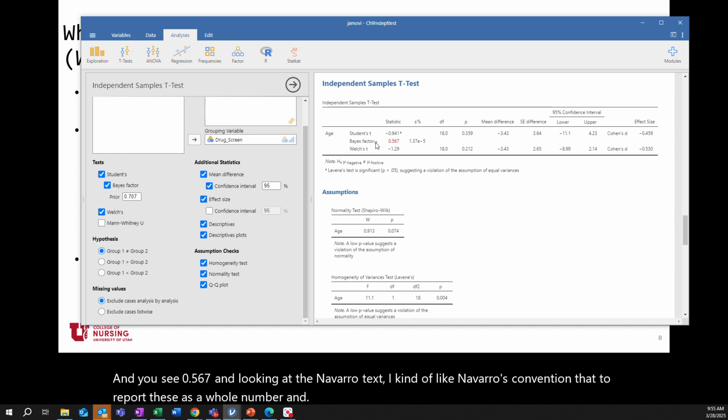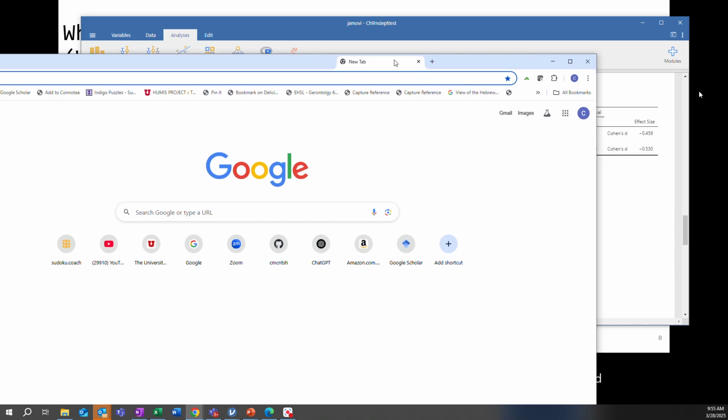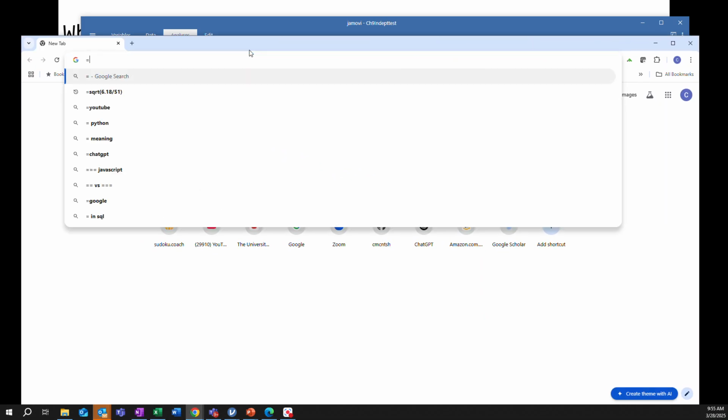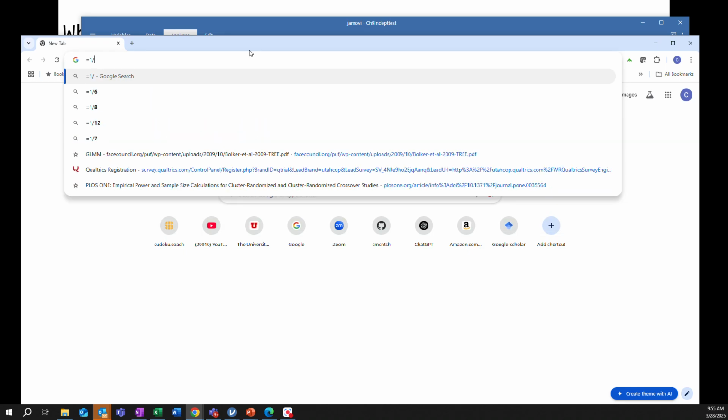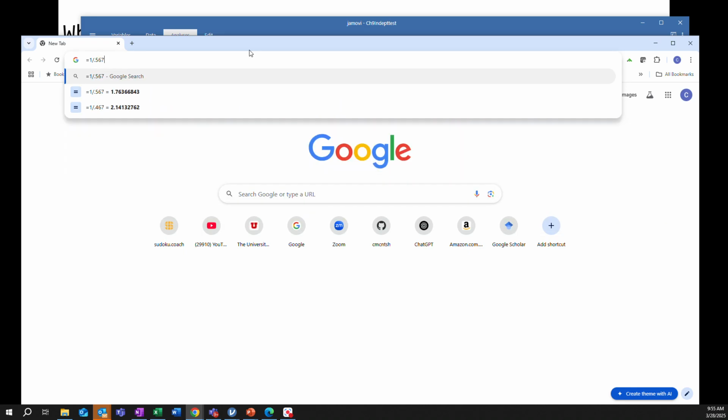If we were going to switch this around and do the 0, 1, rather than looking at this as a fraction, we'll just convert this, because all you need to do is take the inverse. We could get this really fast in Google: equals 1 over 0.567, and this Bayes factor would be 1.76.